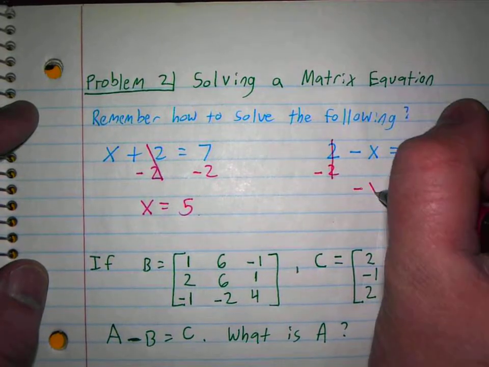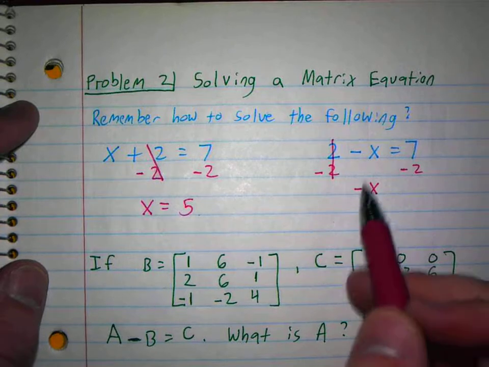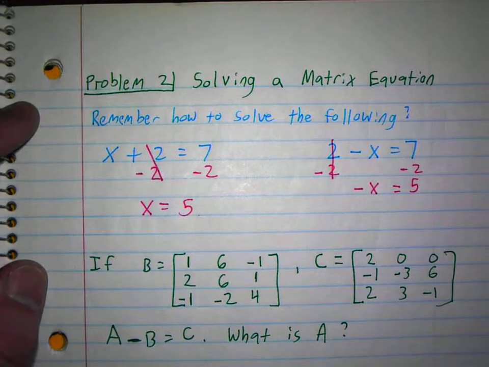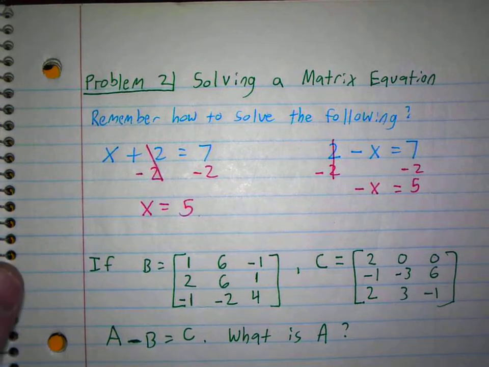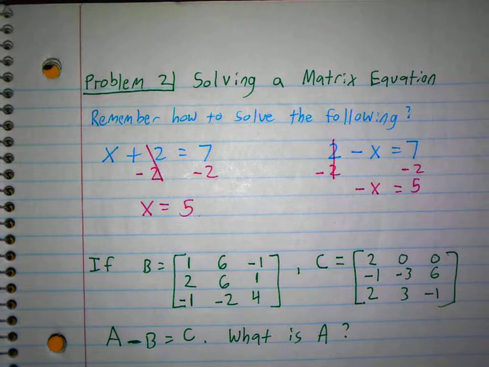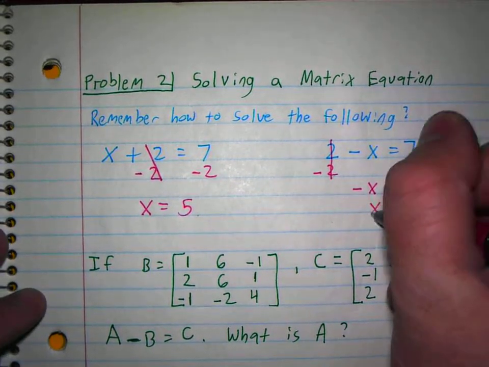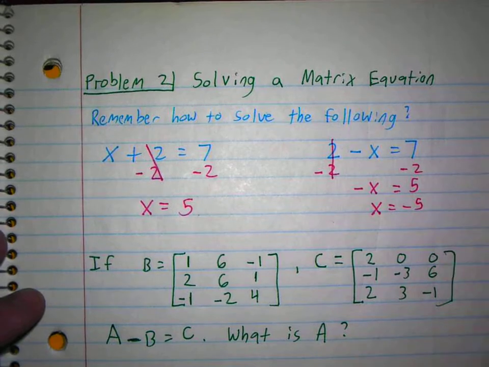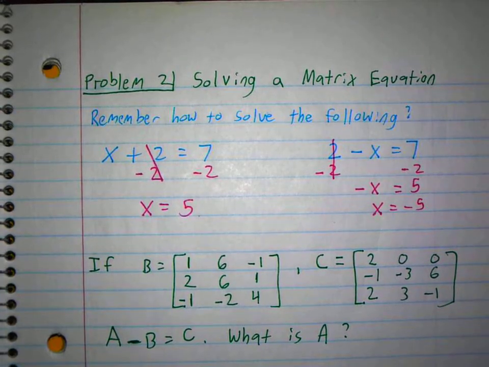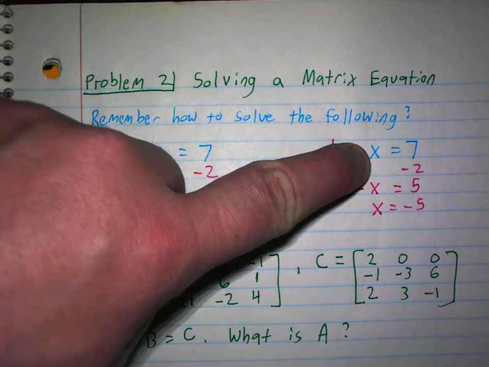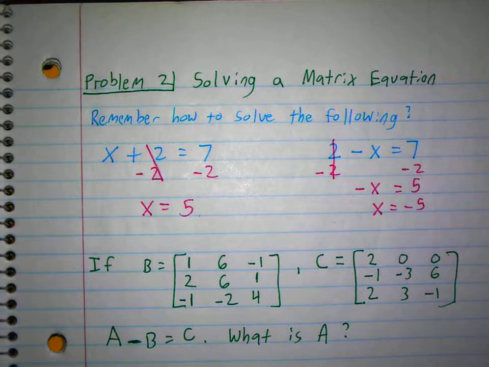So you get negative x. A lot of people forget about that negative sign coming down. 7 minus 2 is 5. Divide by negative 1, and we'll get the same thing. Or another way I like to think about it is if negative x equals 5, positive x would be the opposite of 5. So x equals negative 5. Right? So 2 minus negative 5 means 2 plus 5, which is 7.